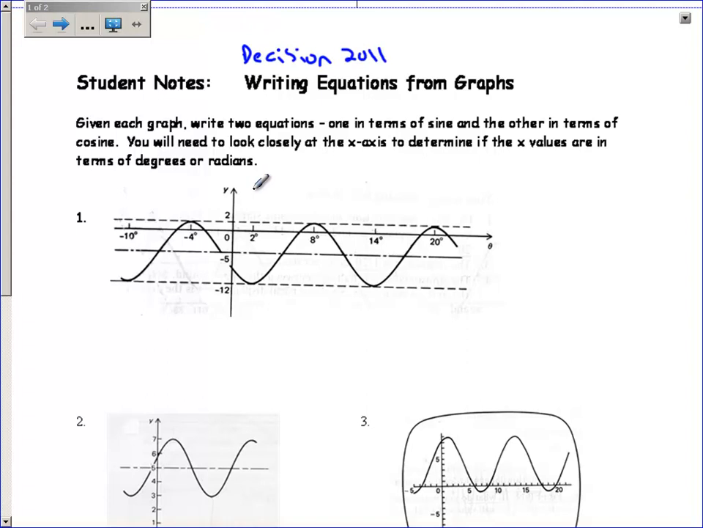We are going to take a look at some graphs, and you're going to have to decide whether you're going to write them as a sine or a cosine equation. Either one will work. I'm going to show you both. And so we're going to start off with an example here.